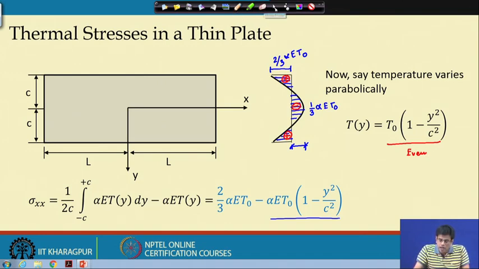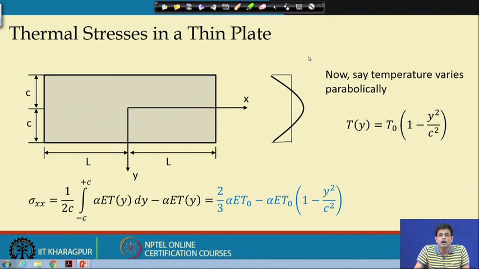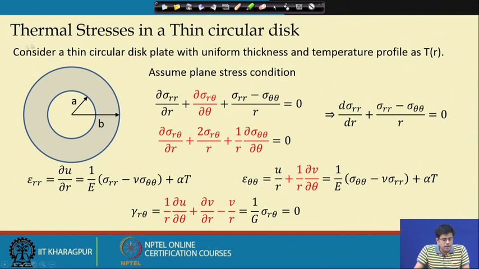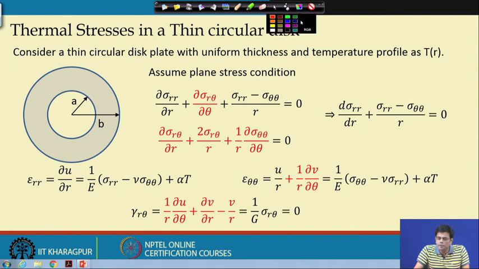Now, let us consider some of the other problems, which are a little more complicated. Say, for instance, the thermal stress in a thin circular disc. This disc has an inner radius, say r equals a, and an outer radius r equals b. Again, I assume the temperature profile is a function of r only, so there is no theta dependence of the temperature.